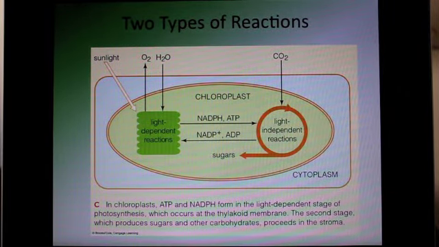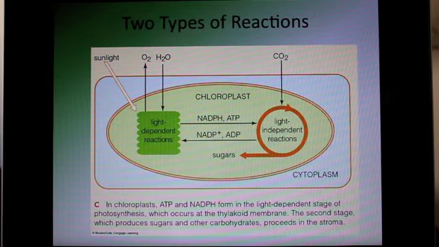So in photosynthesis, there are two main types of reactions, which we'll talk about. The first are the light-dependent reactions, also called the light reactions. These have to take place in the daytime because they need the sunlight to happen. And this is how the plant actually gets the ATP and the NADPH that it needs.